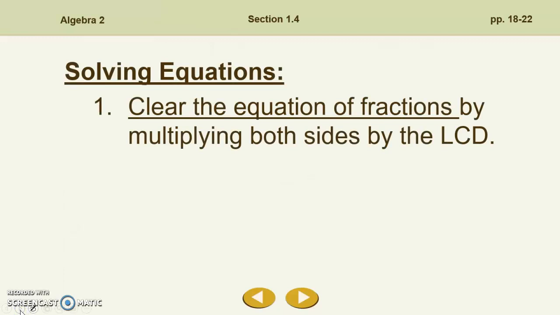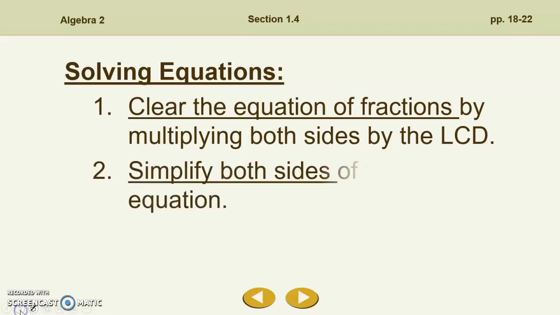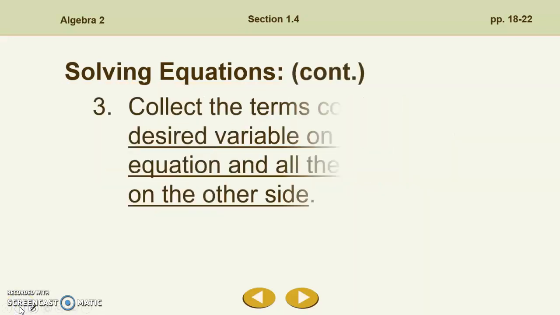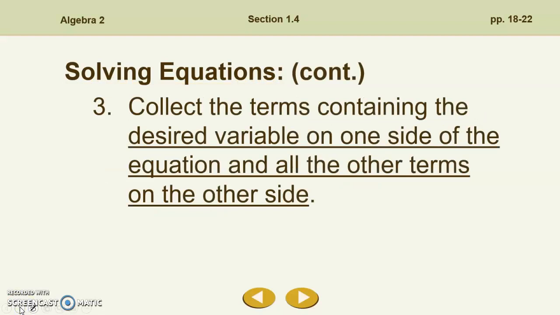When you solve for equations, first you want to clear the equation of fractions by multiplying both sides by the LCD. Simplify both sides of the equation by combining like terms. Remember, a like term has to have the same variable, and those variables have to have the same exponent. Select the terms containing the desired variable on one side. So if you're solving for x, for example, put all the x's on one side of the equation and all the other terms on the other side of the equation.